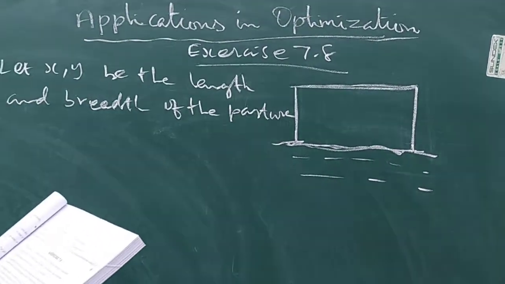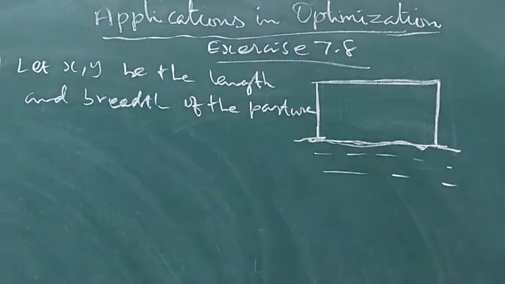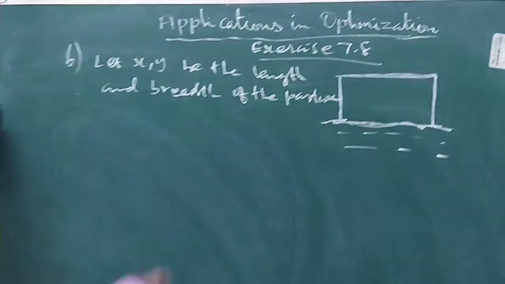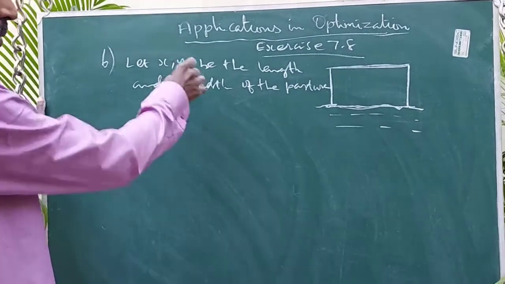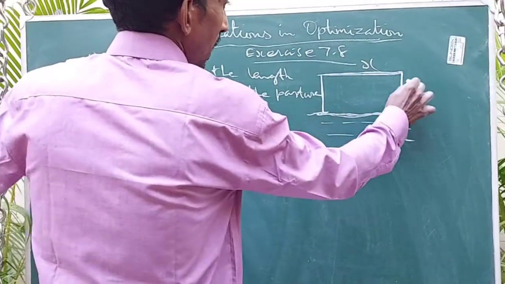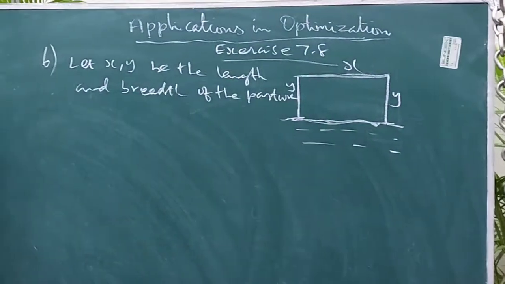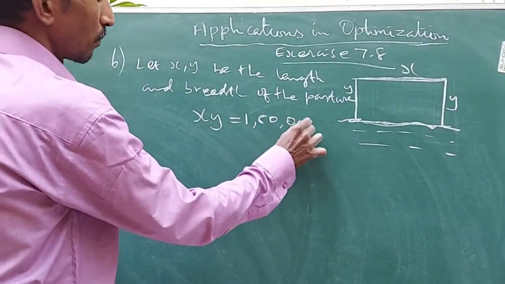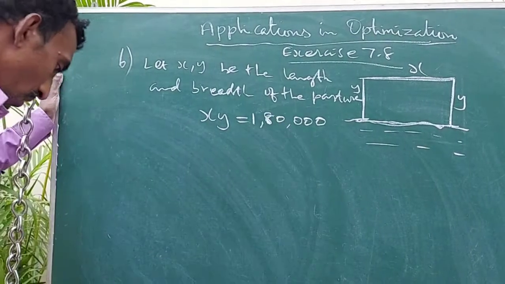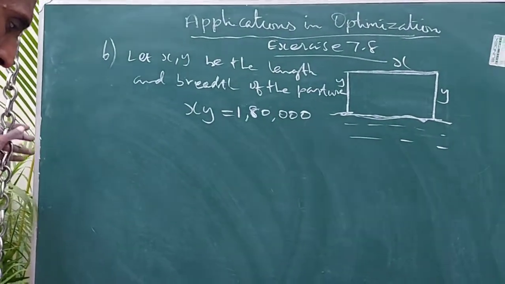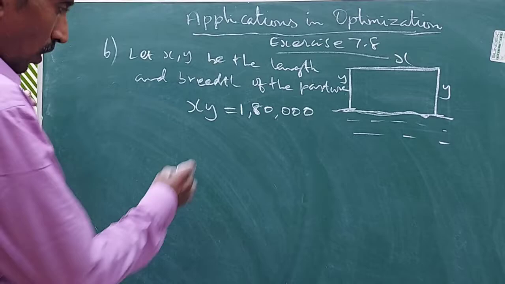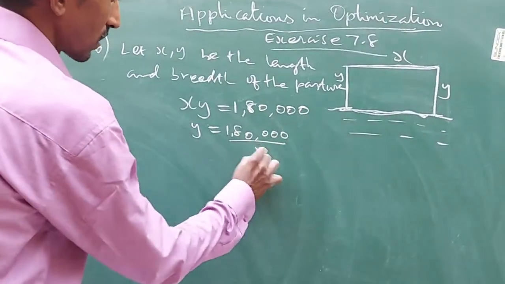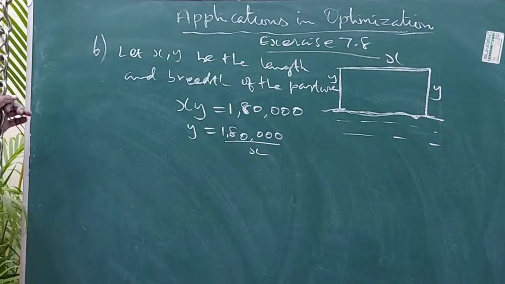The question is, what is the length of the minimum needed fencing material? So let us assume the length and breadth of the pasture is some x comma y. So it is x and it is y. Assume that given that x into y is 1,80,000 square meters, it is given. So y equal to 1,80,000 by x. This is the given information.